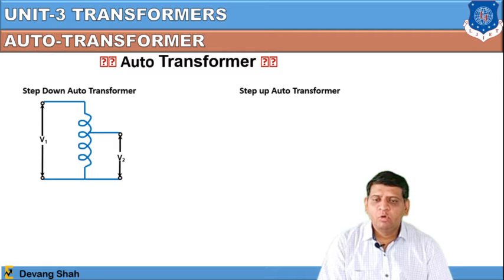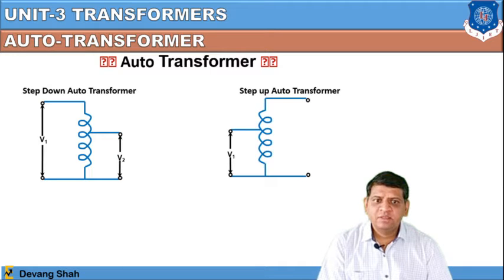Now the step up auto transformer is exactly the reverse of the step down auto transformer, where V2 is greater than V1. You can see from this circuit diagram that the number of turns of the primary winding N1 is less than the number of turns of the secondary winding N2. Since this operation is a step up auto transformer, we have employed only one winding, and within that one winding you will find primary as well as secondary.